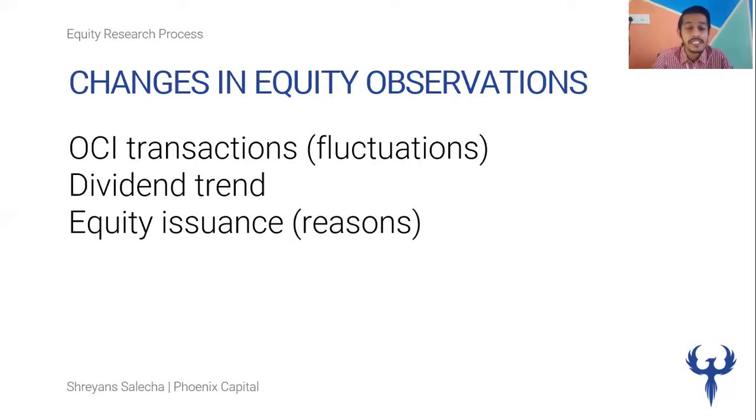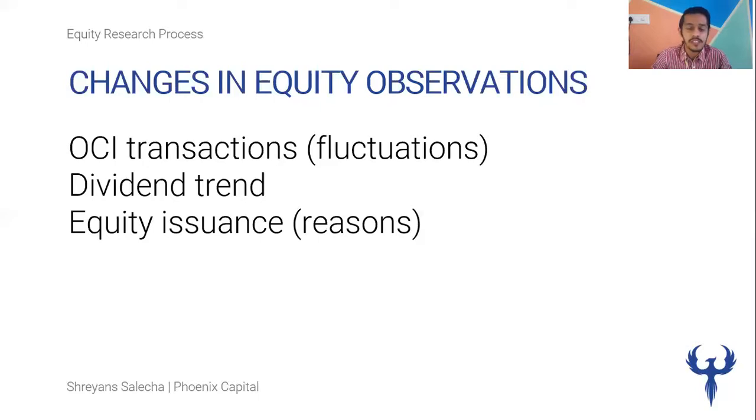Then one important thing here are the OCI transactions, the other comprehensive income transactions. As I talked about in an earlier video, these are transactions that do not flow through the profit and loss, but are directly recorded in the statement of changes in equity, right? And mostly what you would find here are changes in pension plan obligations, and some unhedged portion of changes in foreign currency, losses or profits due to foreign currency.